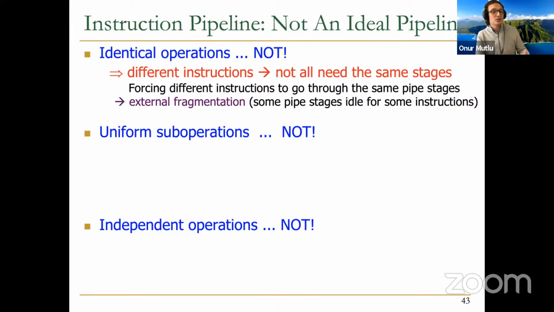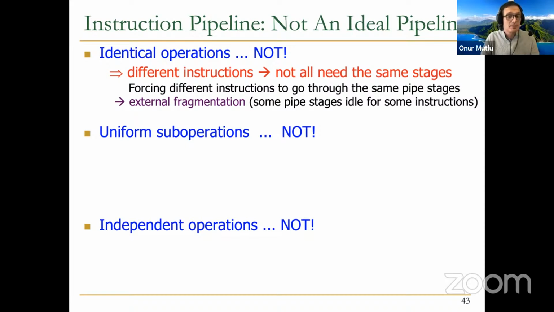This is also called external fragmentation, meaning some pipe stages are idle for some instructions. An add instruction goes through a memory access stage. It does nothing. Nothing meaning, I mean, it has to move through the pipeline, but that stage is not beneficial for the processing of the add instruction. So it's external fragmentation, essentially, from the perspective of the add.